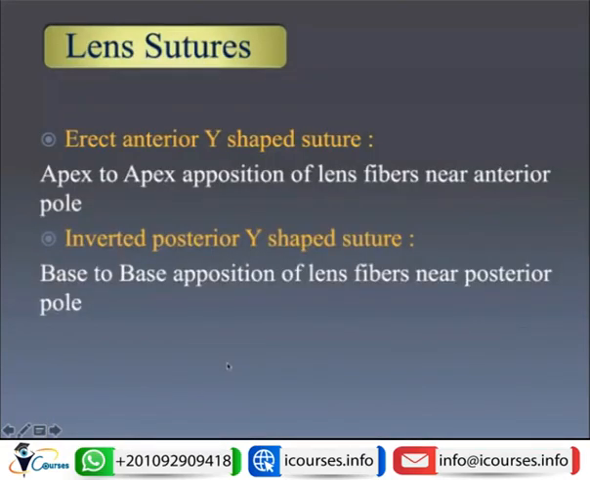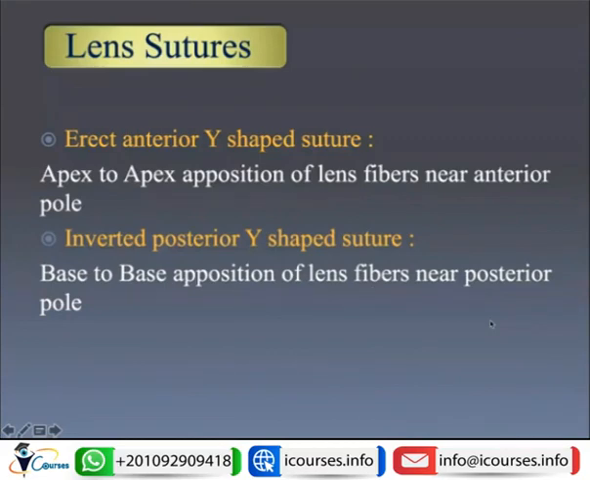The junction between the lens fibers together will make a suture. So the anterior suture will be in the form of an erect Y suture due to apex opposition of the lens fibers, while posteriorly the fibers are joined in a manner of again a Y-shaped suture, but it is like the Mercedes sign, so it will be an inverted Y suture, due to base opposition of the lens fibers.